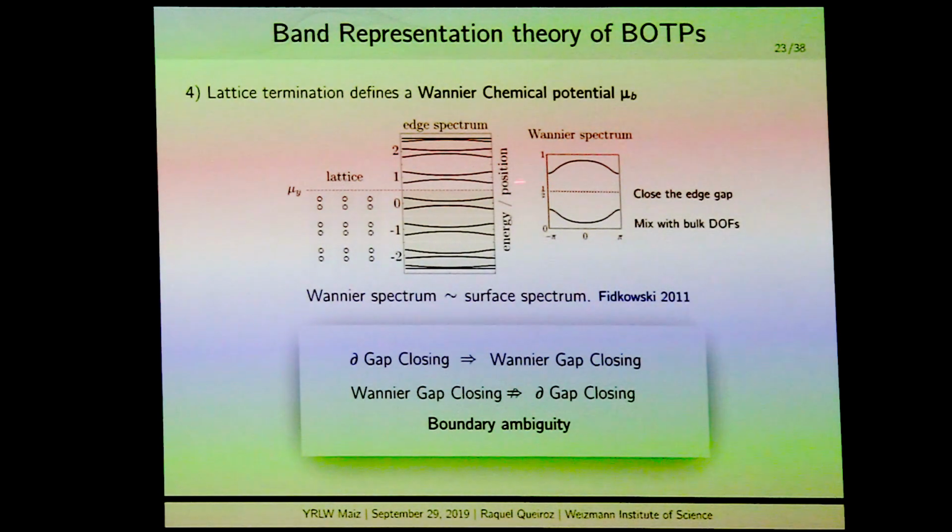Let's look at this case, we just compare it directly: what is the Wannier spectrum and what is the edge spectrum. We'll see that when we make this lattice termination, it corresponds to the gap of the Wannier spectrum right at 1/2. So if I were to change my Wannier band representations in that gap, it corresponds to closing the edge gap. However, I can also change the Wannier band representations by closing it around 0, which means nothing but mixing in with the degrees of freedom from the bulk.